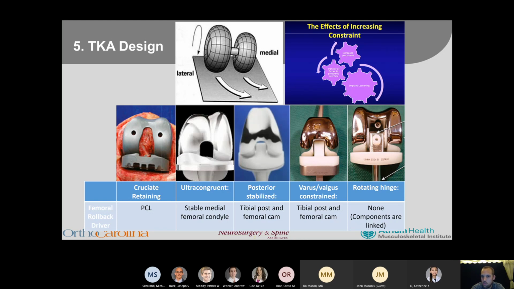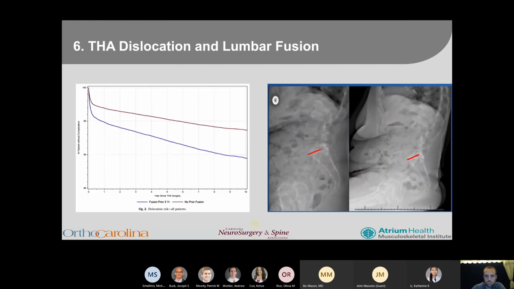But obviously this is robbing Peter to pay Paul, and as you do this, you're transferring more forces to the prosthesis and setting yourself up for potential implant loosening. So you want to use the least constraint possible while getting yourself a stable prosthesis, and these are the options that you'll use.